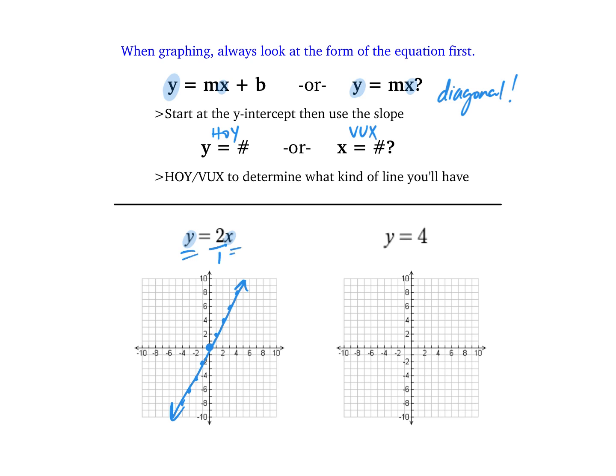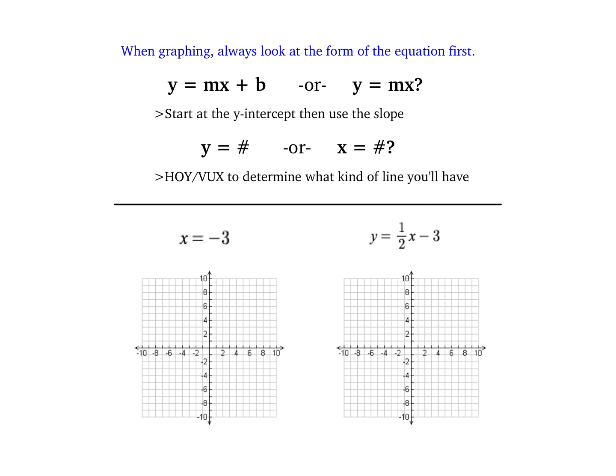By comparison, the second one here is just a y, no x. So that's one of my weirdos to help me remember. Y goes with HOY, so it's a horizontal line. So I'm going to go up to 4 and stay there. Let's do 2 more. Again, first thing I'm looking for is what type of equation I have. So here I just have an x, no y. So that's that reminder that that's a vertical line. So I'm going to move over to -3 and stay there.